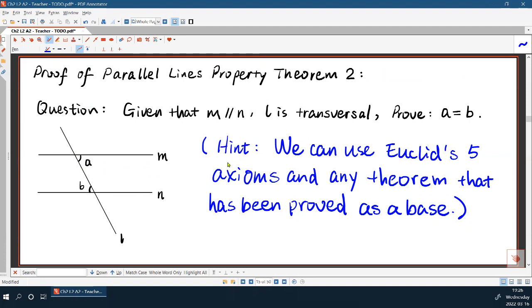Okay, I'll give you a hint. We can use Euclid's 5 axioms. And because we have actually proved property theorem 1, right? Property theorem 1 has been proved. Therefore, we can use Euclid's 5 axioms plus any theorem that has been proved as a base. Therefore, we can also use property theorem 1, right? Okay, I'll give you 1 minute to think about this question.